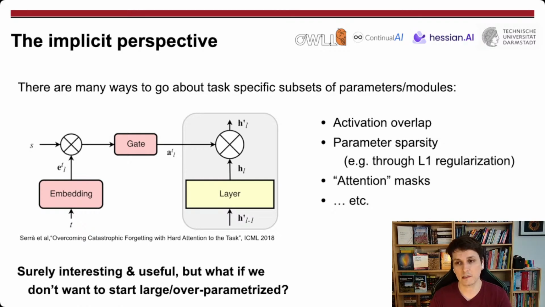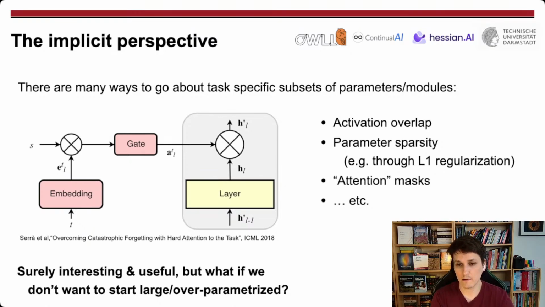You could do this through this activation overlap. Maybe you could induce some sort of slight parameter sparsity by having some regularization terms. You could do these ideas that we've just had on the previous two slides. You could also think of attention masks maybe on top. So rather than modifying some of the weights or some of the activations explicitly, you could think about putting something like a gate on top and figuring out whether this should be on or off, like which subsets do you actually use in practice when you infer a task, and so on.